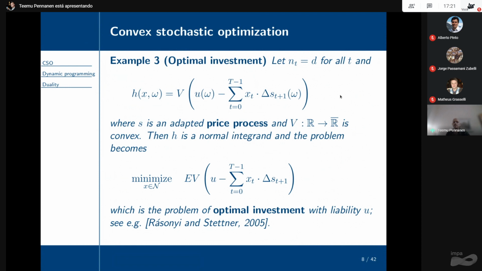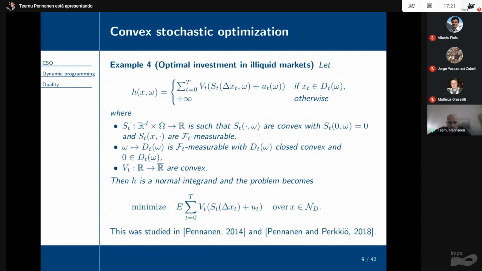And I should have mentioned that this property of being a normal integrand is a very robust one. It's preserved under many kinds of algebraic operations, and that's why it pops up so naturally in practical applications. And it's indeed a very, very general concept.